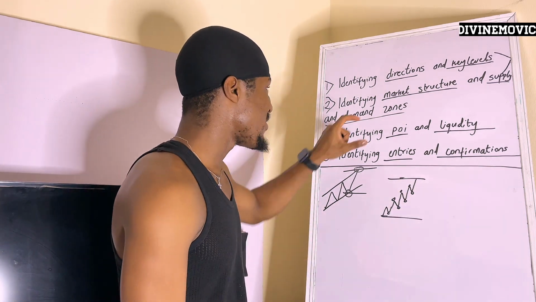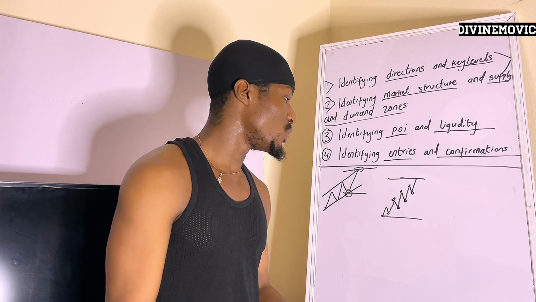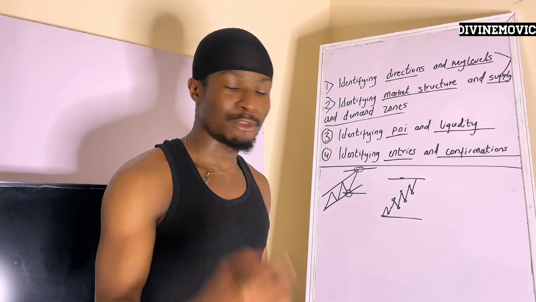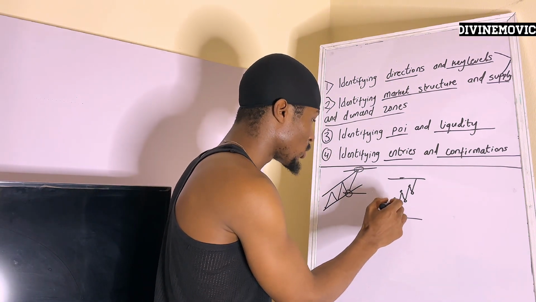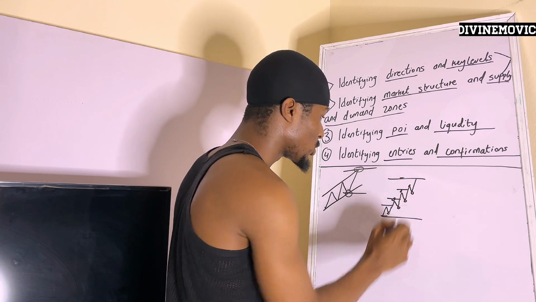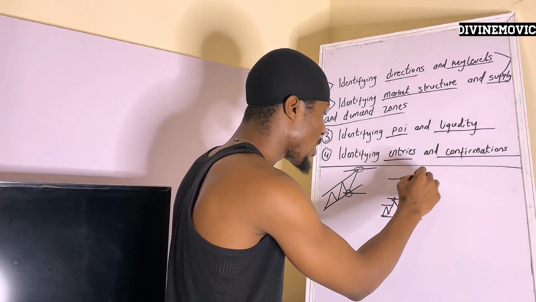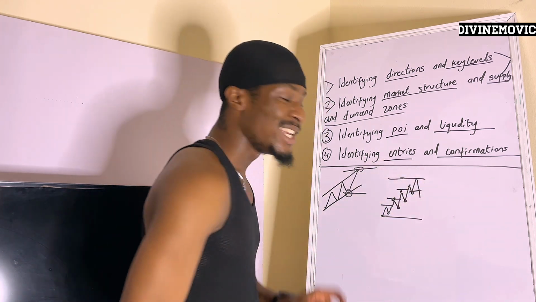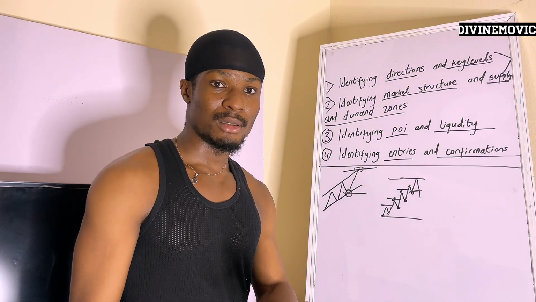Remember I said that for every market structure, there's a swing high and there's a swing low. There's a break of structure and there's a change of character. This is referred to as break of structure, break of structure, break of structure. And if price simply takes out this low here, it is referred to as a change of character.